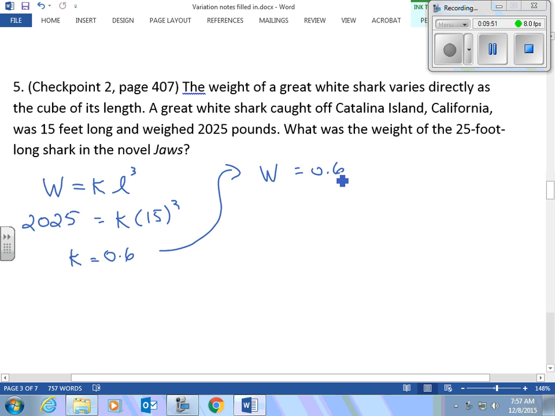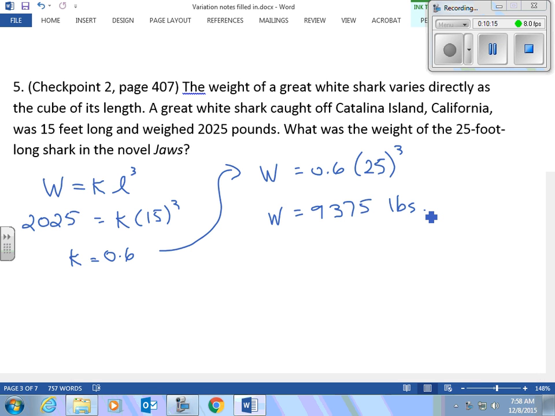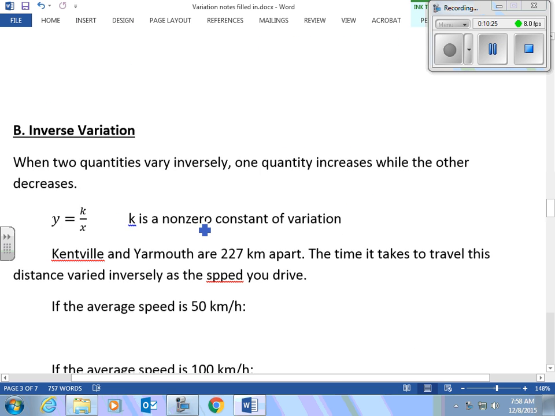Now we want to put in the length of the new shark to find its weight. It's 25 feet long. 25 cubed. So again, pull out your calculator, and we get 9,375 pounds, or almost 5 tons. And that's direct variation. So that's the first type of variation that we're looking at.